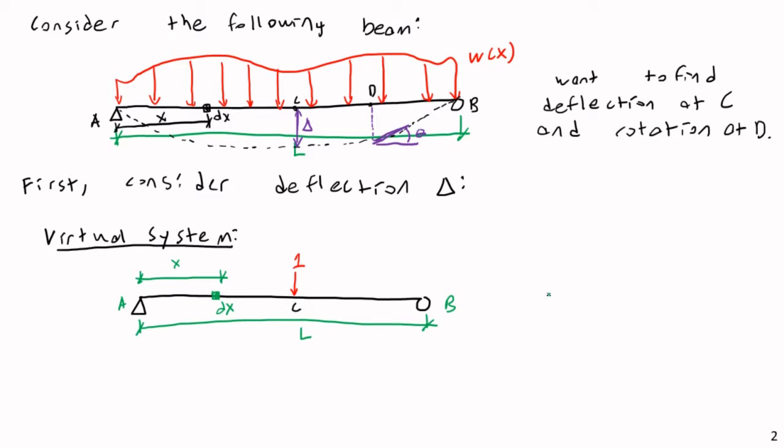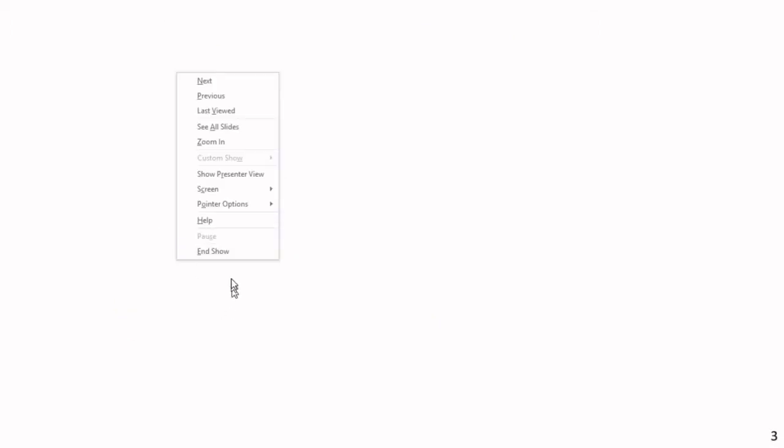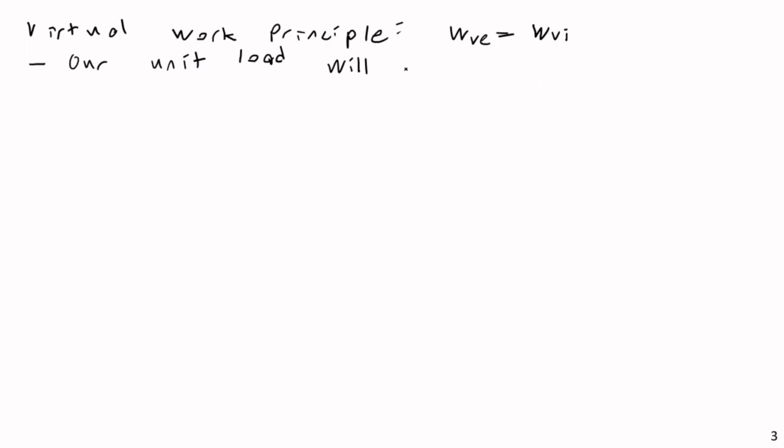So, bringing this back to our principle of virtual work, our virtual work principle, again, is that the virtual external work is equal to the virtual internal work. And so, in other words, our one kip or unit load will move through a real displacement delta. Through a real displacement, or in other words, our unit virtual load, through a real displacement delta.